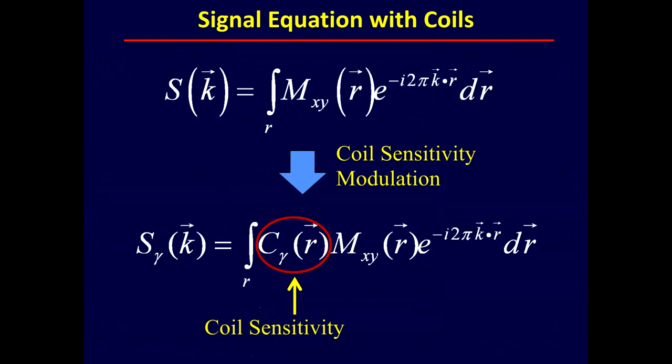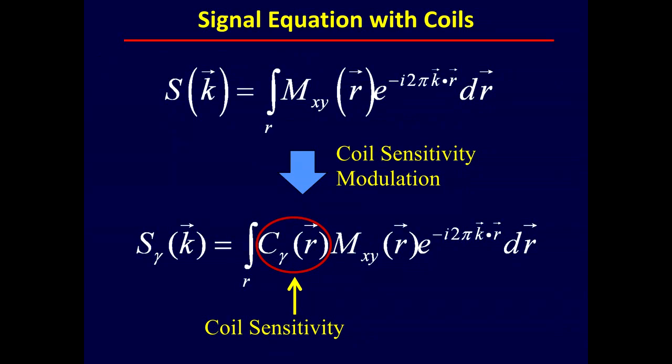So let's get back to the signal equation we saw before. That was only for a body coil. If you use a phased array coil with multiple coil elements, there's another term here, the coil sensitivity term. What it means is that for every voxel, the signal you receive for coil number gamma is modulated by the coil sensitivity of that channel gamma for every location. So the real signal at every location has to be weighted by the coil sensitivity at that same location before you do the Fourier encoding. You can imagine that's why for every different coil the signal you get is different, although you're imaging the same subject.